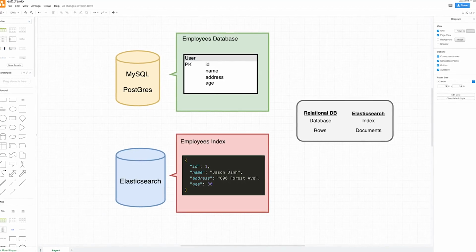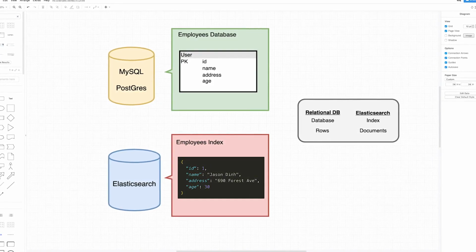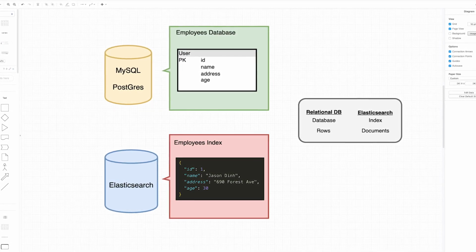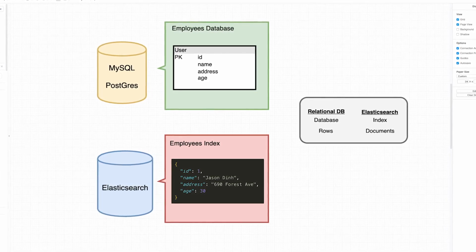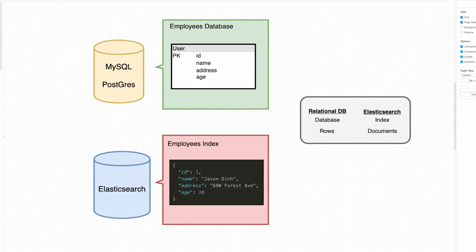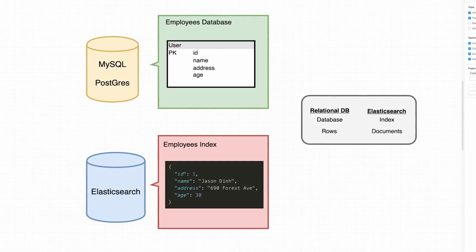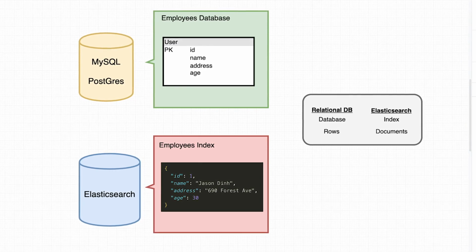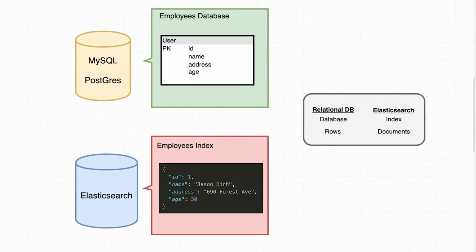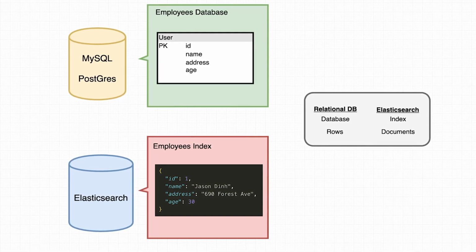To give an analogy of what an index is, let's take a relational database example. Let's say we're using a relational database such as MySQL or Postgres. Imagine that we have an employees database with columns or fields name, address, and age. Okay, pretty standard. Similarly, in Elasticsearch, you can have an index called employees where the documents are essentially the rows within the employees database. Each document would have fields ID, name, address, and age. In other words, an index is just a grouping of related documents.